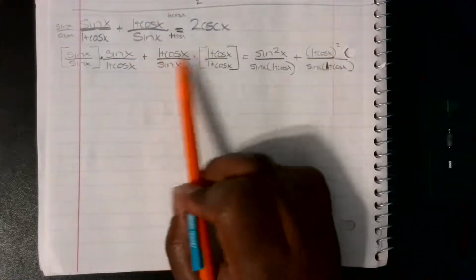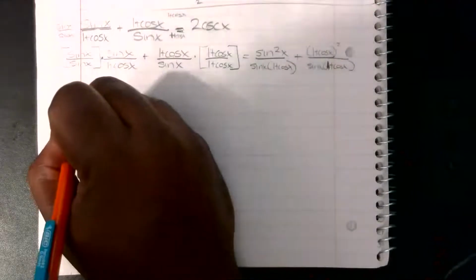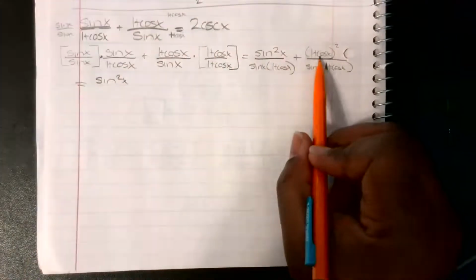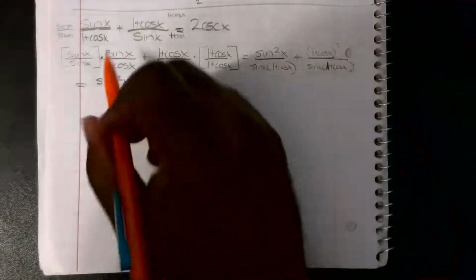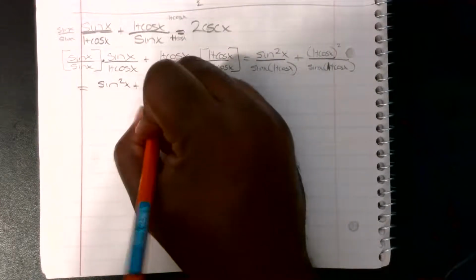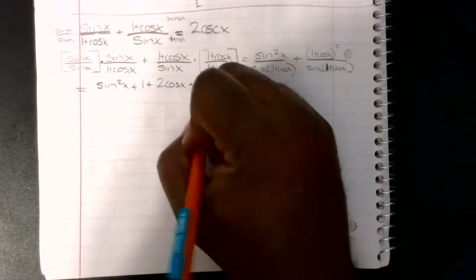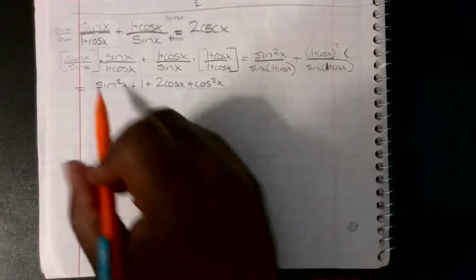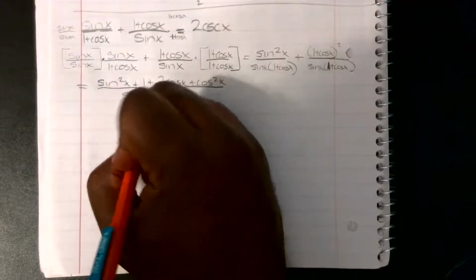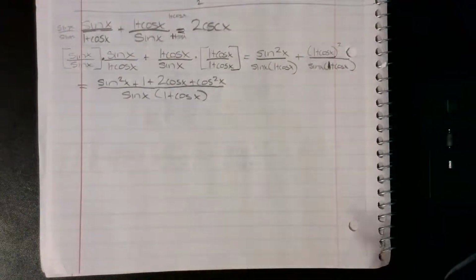All right. I multiplied the tops and the bottoms. The denominators are the same, so I can add all these together. So this becomes sine squared x. And then I'm going to go ahead and square this. Plus 1 plus 2 cosine x plus cosine squared x all over sine of x times 1 plus cosine x. So I combine these two things together.